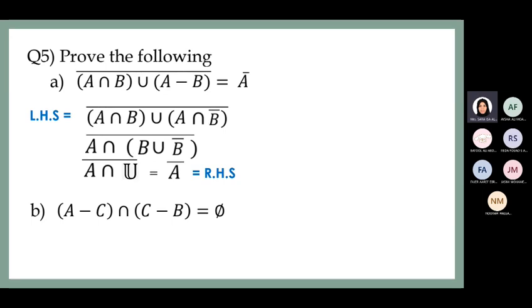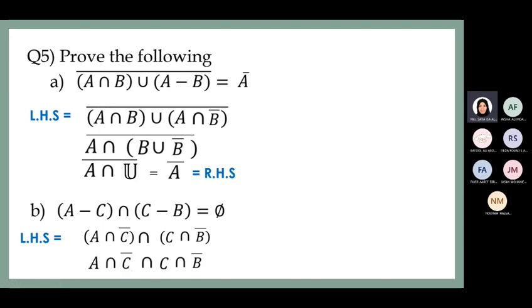B said that A minus C intersection C minus B is equal to phi. Same as we said, we have to start from the left hand side because it is more complicated. The minus, first step, we have to convert the minus to intersection. So it will be A intersection C complement. Then I put the intersection, C minus B means C intersection B complement. Same rule as AND and OR: if the same operator is inside and outside, we can remove the parentheses. So actually it will be the same thing without parentheses, because intersection is inside and outside.